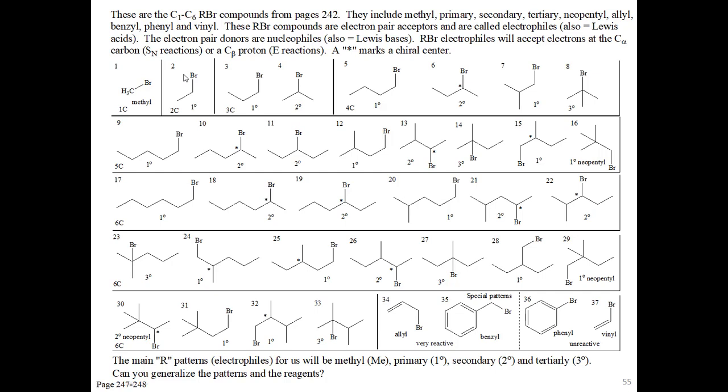And then we have tertiary. Here's a tertiary right here. Here's a tertiary right here. And so with strong base nucleophiles, those are only going to be E2 reactions. A couple of exceptions. Primary neopentyl does not react by any route in our course. Secondary neopentyl does not react by SN2, but could do an E2 on this side over here. So that's a possibility. Very reactive are allyl and benzyl patterns.